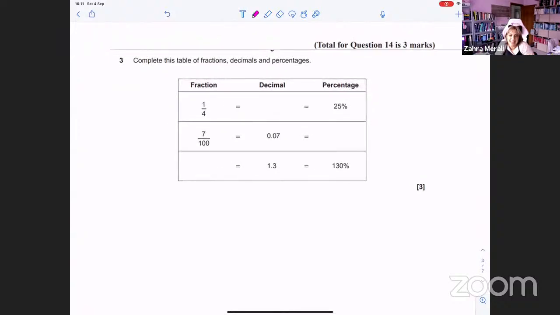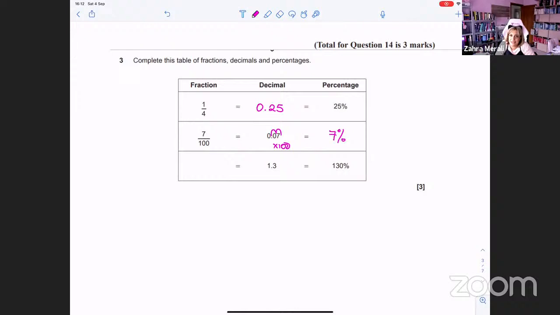Here we've got a little table where we're going to convert from fraction to decimal to percentage. Some of these you probably know, but let's think about how we go about doing it. If we've got the percentage, it's really easy. We divide that percentage by 100, so move the 2 decimal places, and it gives us the decimal. So we get 0.25. The next one, we have the decimal. To go to the percentage, we times by 100. So we're moving it 2, and we get 7%.